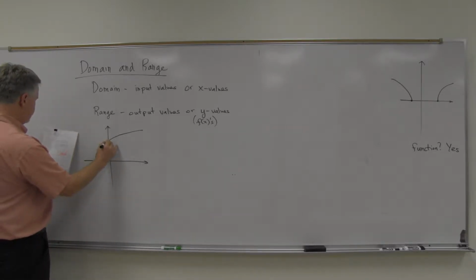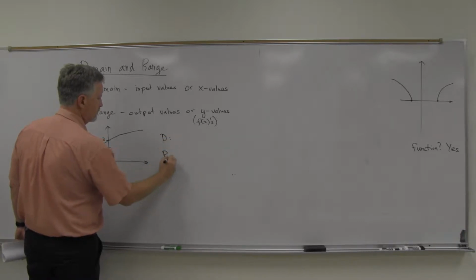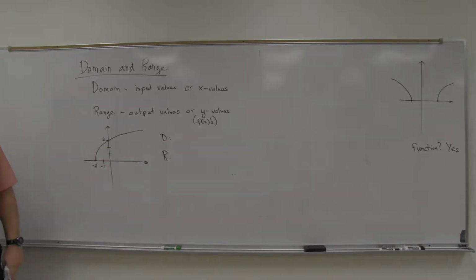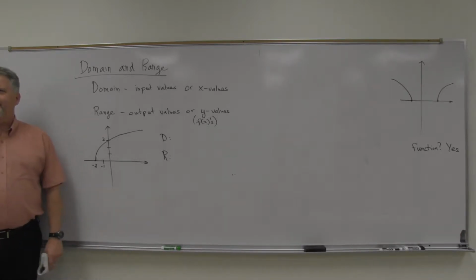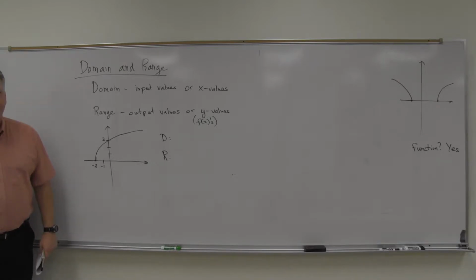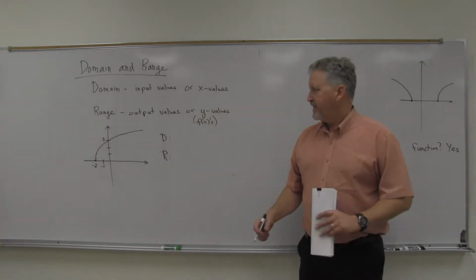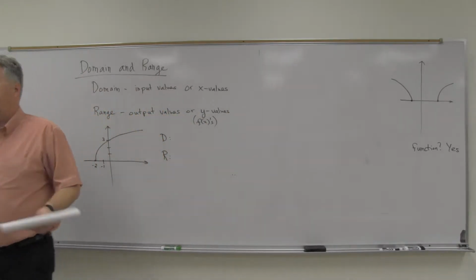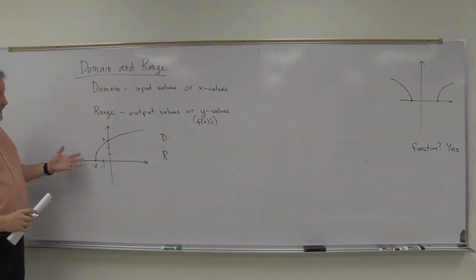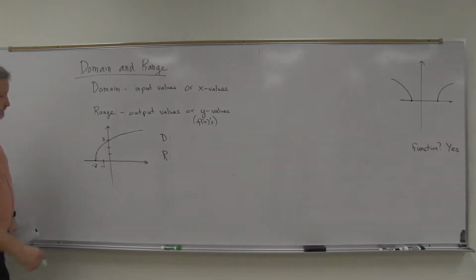Doesn't really matter, but let's say that's 3. So I want to know, for this function here, it passes the vertical line test, so this is a function. What's the domain and range of this function? Well, our domain are the x values. Since I don't have a table or a function to go off of, let's just see if we can figure out what our domain is.